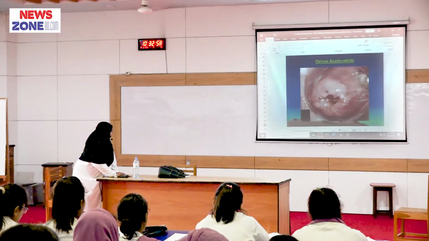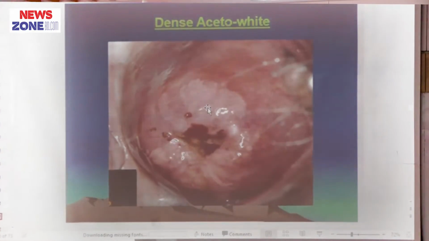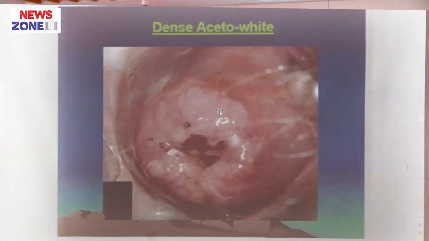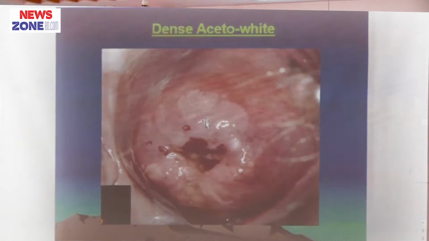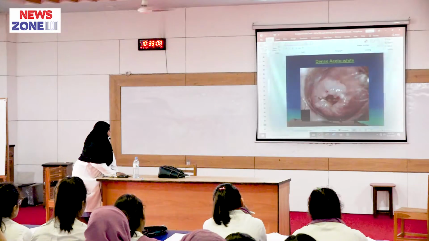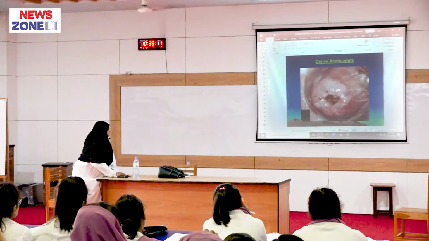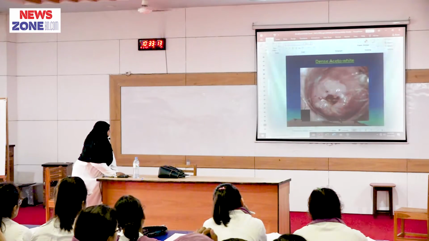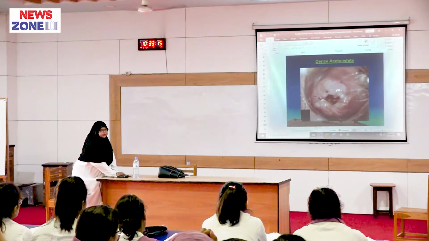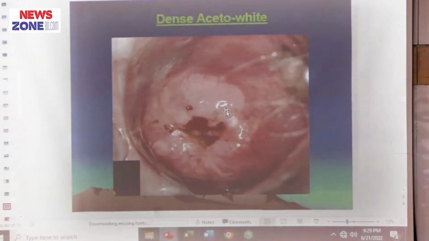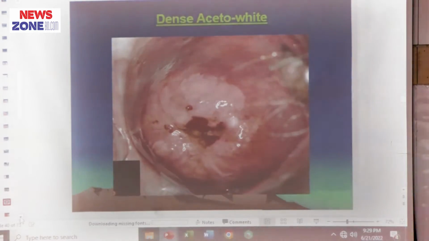You see this is an acetowhite change. This is the cervix, and after applying acetic acid it becomes white, sometimes faint white, sometimes dense white. So it is acetowhite positive, and after that we need to confirm. How can we confirm? By taking a tissue biopsy. So you see, we can diagnose easily by early screening.